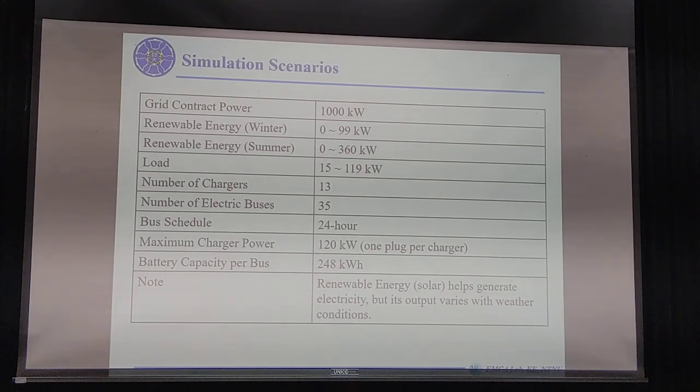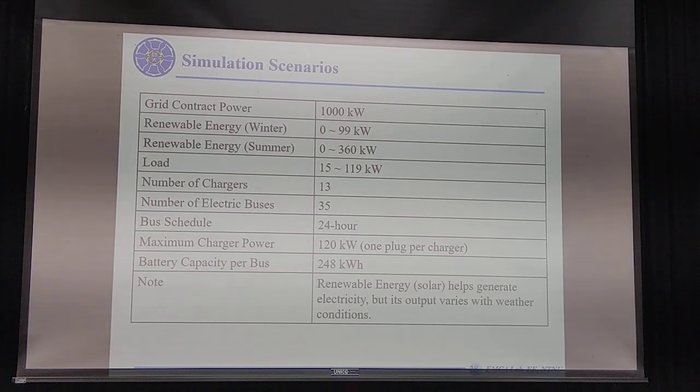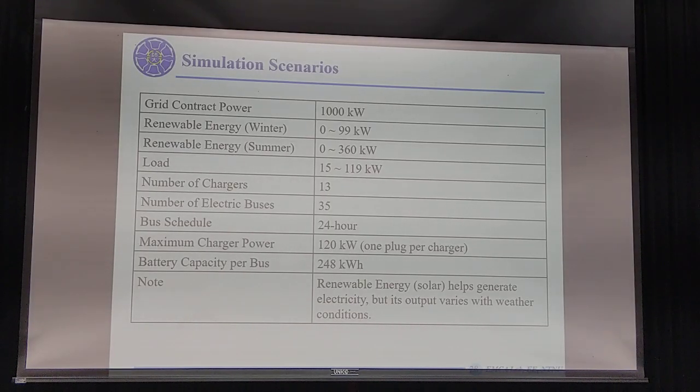This table summarizes our simulation parameters. Firstly, we simulate a fleet of 35 buses with battery properties and 13 chargers over a 24-hour period. We compare summer and winter scenarios to evaluate the controller performance under varying levels of renewable energy availability.